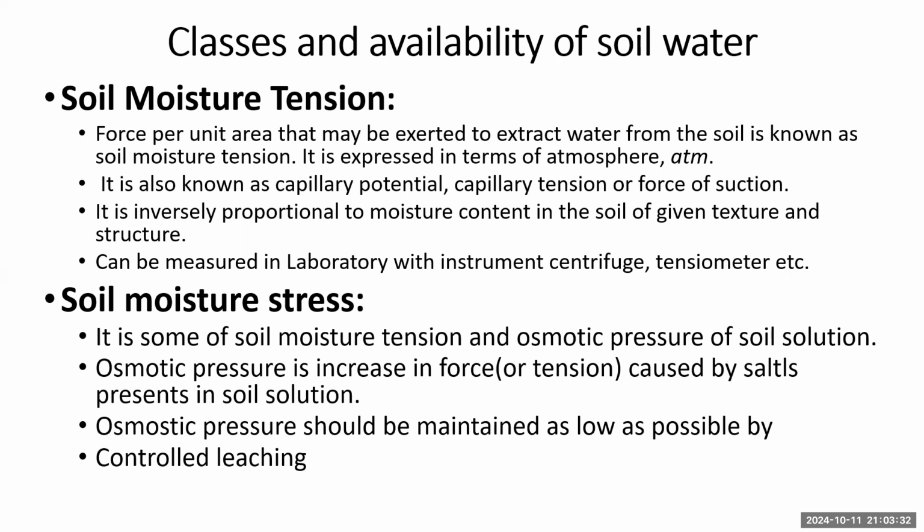And what is osmotic pressure? It is increase in that force applied per unit area. It is increase in that force which is caused by the salts present in soil solution. The salt present in soil solution provides more resistance to extract water from soil. So some additional force is required to extract that water, and that is called the osmotic pressure. An addition of soil moisture tension and this osmotic pressure is called a soil moisture stress.